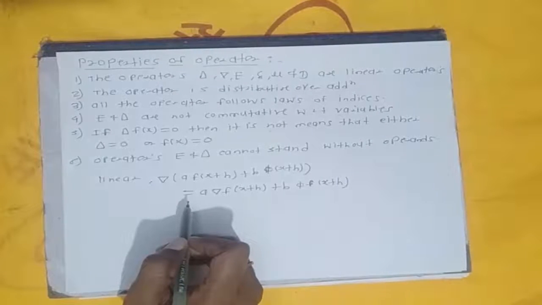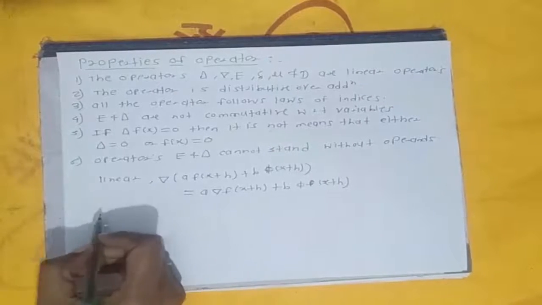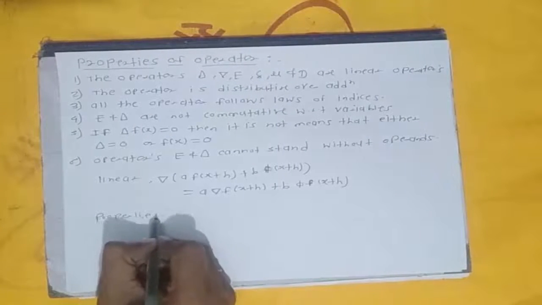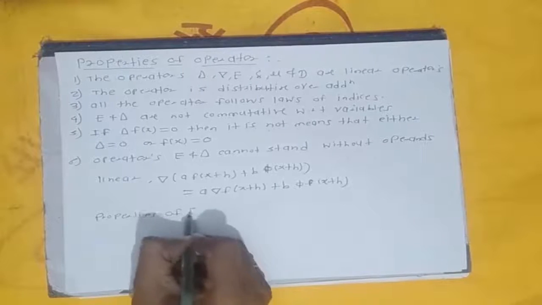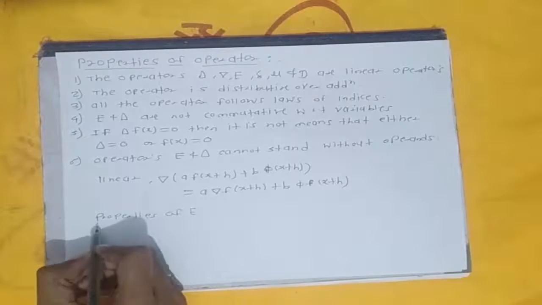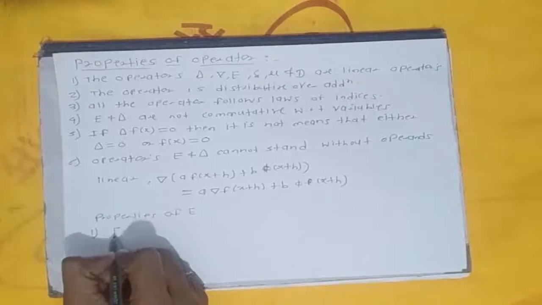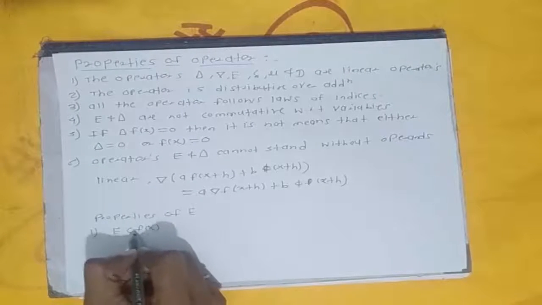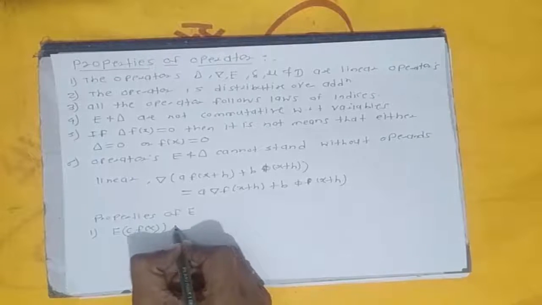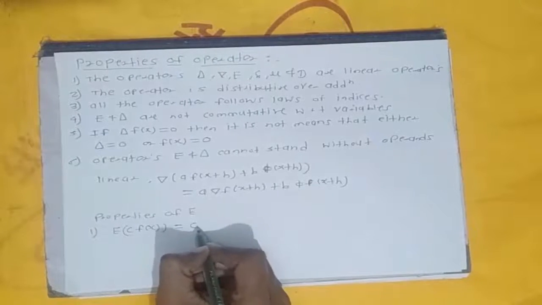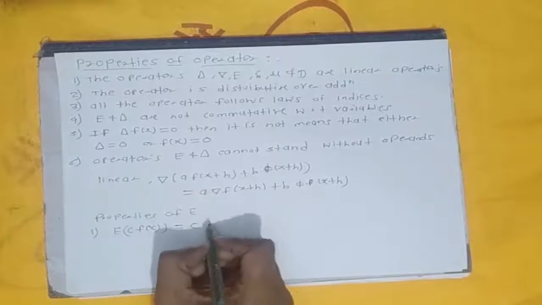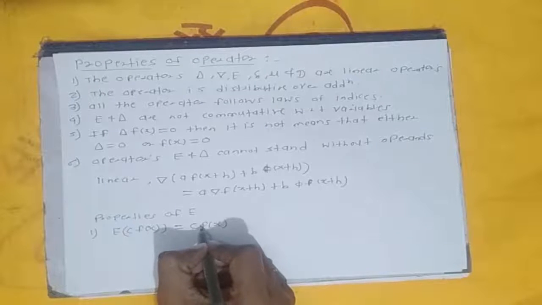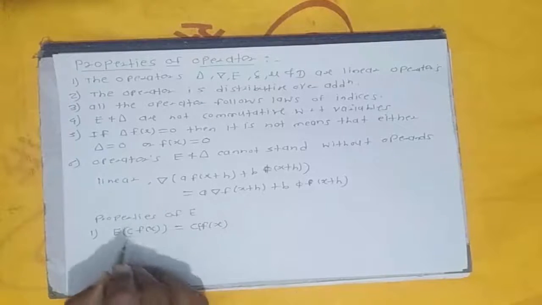Then we see the properties of E, that is the shift operator. First one is E of C f of x. Here C is a constant, so we can take it outside and then apply the E operator on the function f of x. So that is C E f of x.